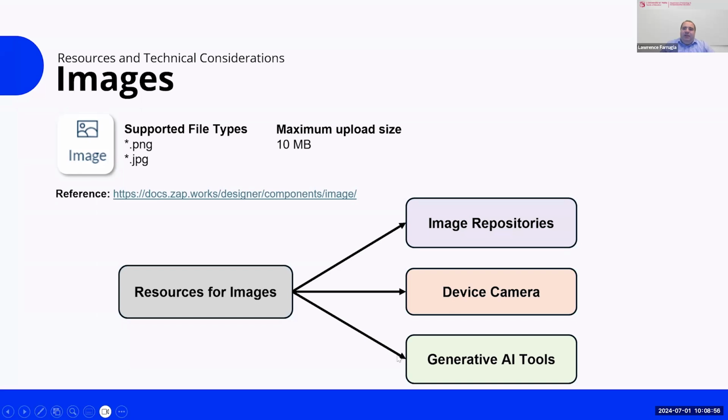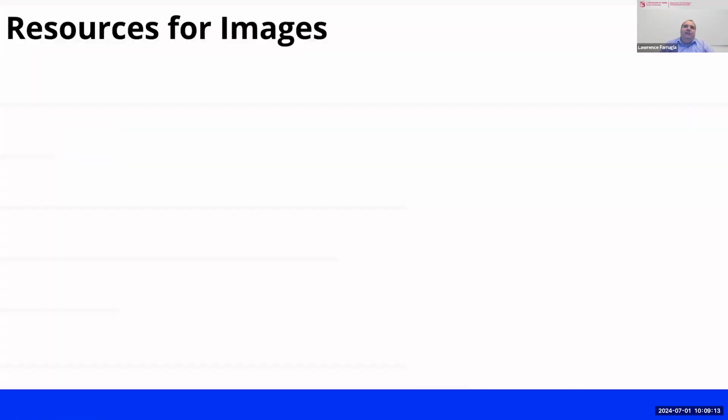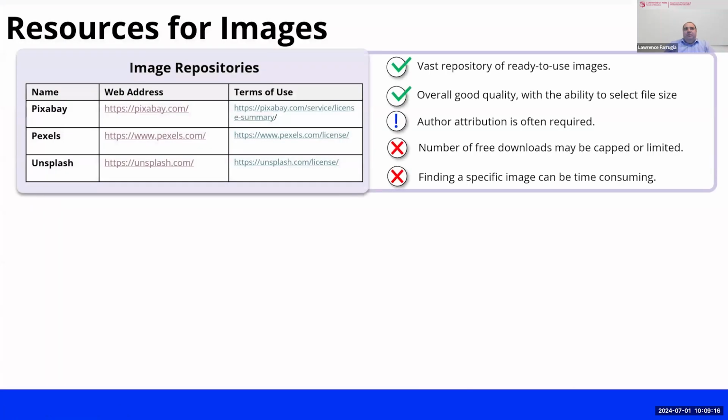Another approach to obtain images is to use generative artificial intelligence tools. These are quite trending at the moment, and there are also some very interesting solutions that I will cover. So let's have a look at the first approach, the image repositories. Here I have listed three websites which allow us to search for images and use them and integrate them into our augmented reality scenes.